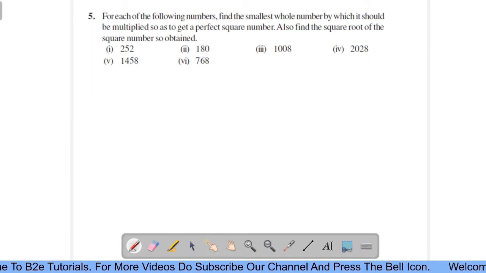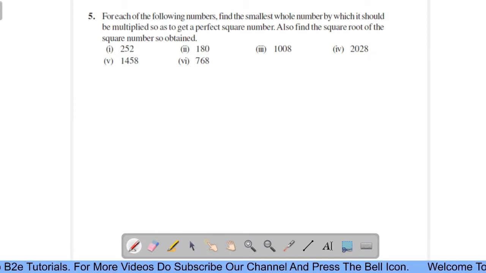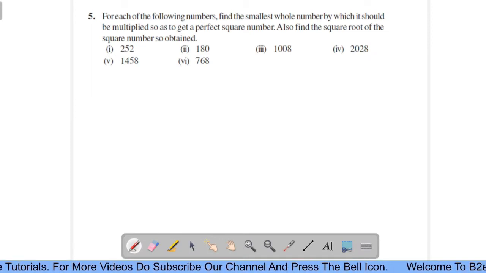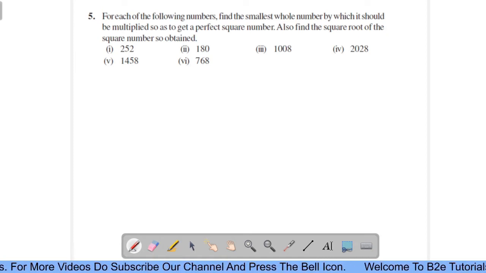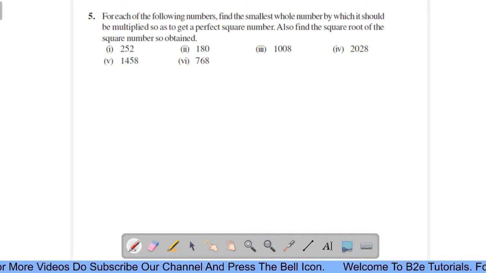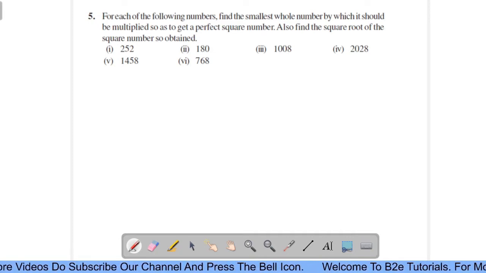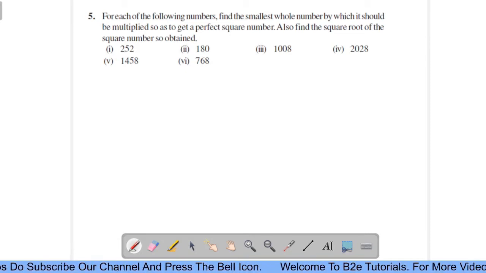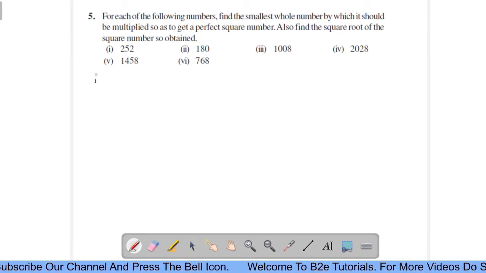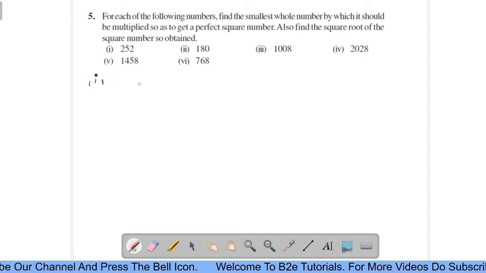Question number 5. For each of the following numbers, find the smallest whole number by which it should be multiplied so as to get a perfect square number. Also find the square root of the square number so obtained. See first part. It is 252.